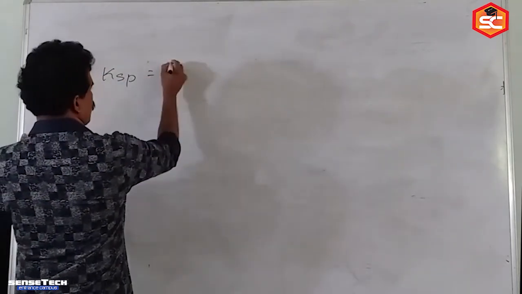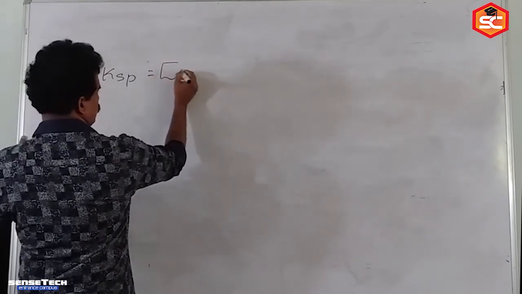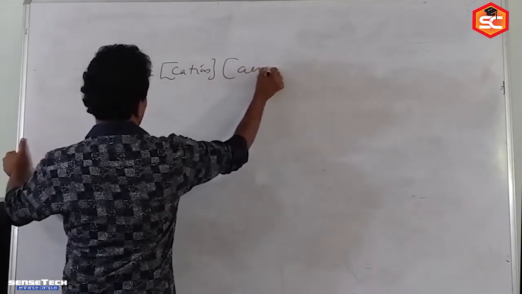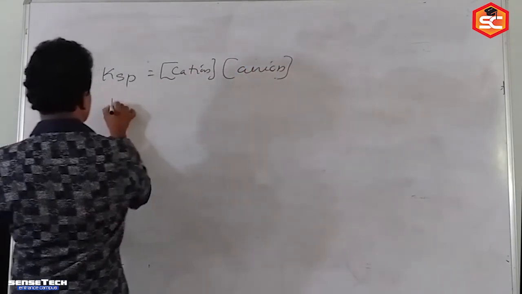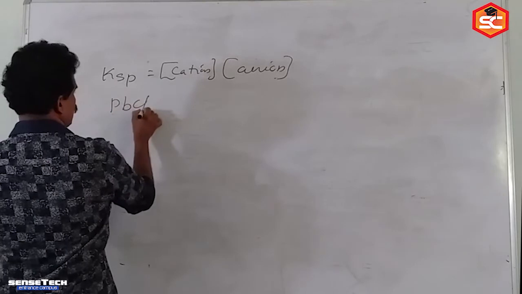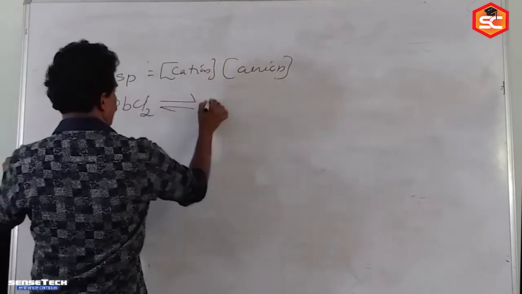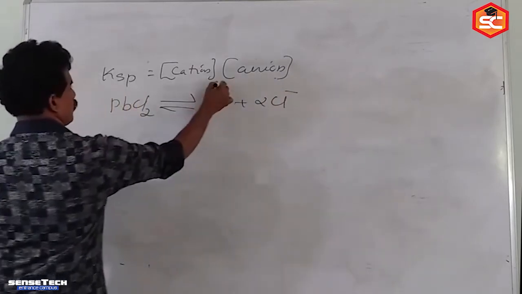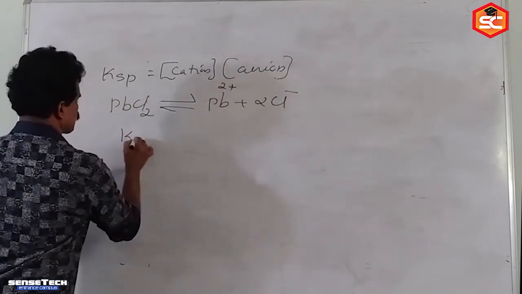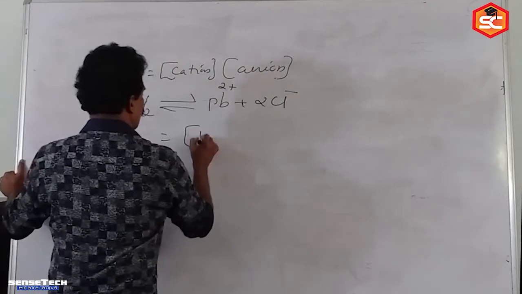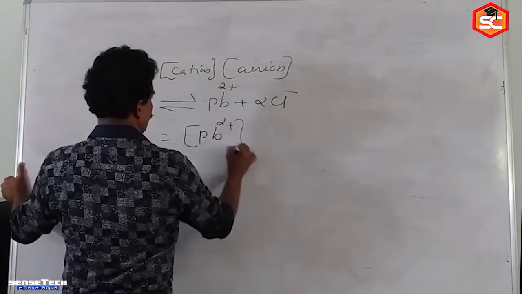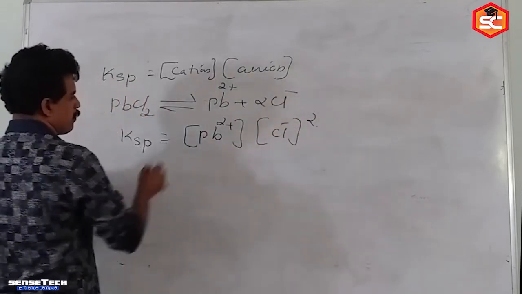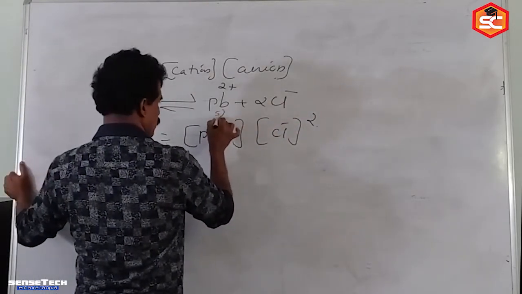KSP is equal to the concentration of cation into the concentration of anion. For example, lead chloride PbCl2 reversibly giving Pb2+ plus 2Cl minus. What is KSP? KSP is equal to the concentration of Pb2+ into the concentration of Cl minus the whole square. Pb2+ has the solubility S.